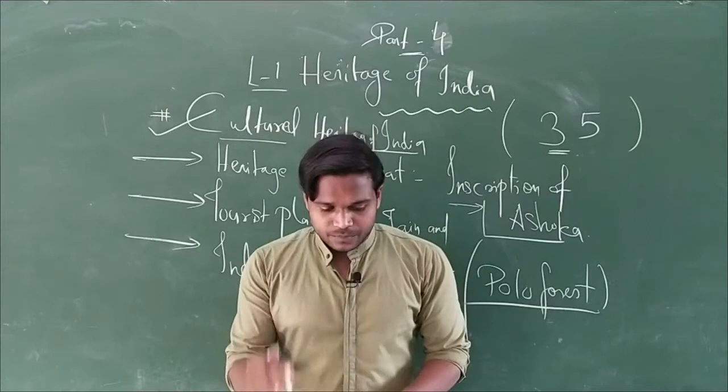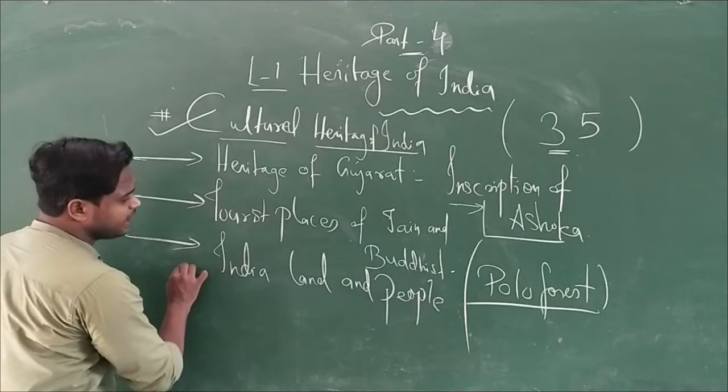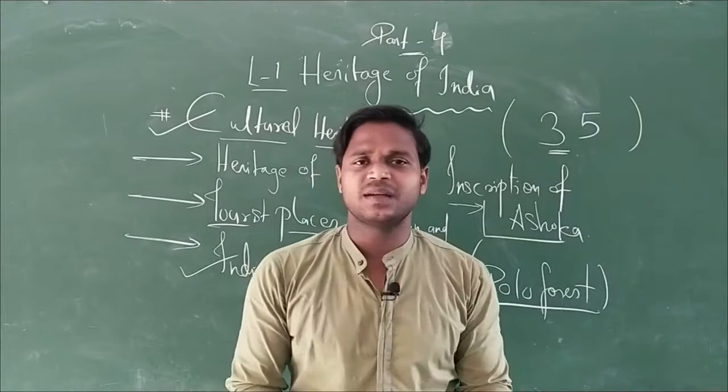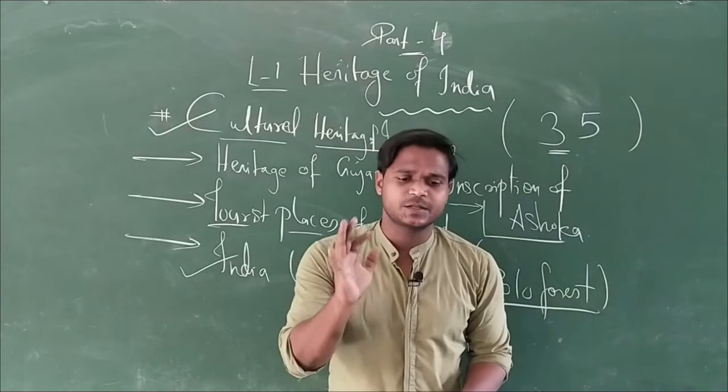So, getting further, today's lecture is on India, land and people. Now what about the tourist places? I described to you yesterday the tourist places from 1 to 18, 20, and more. Among them, I described around 1 to 12 of the tourist places. The rest you can see on the text page.